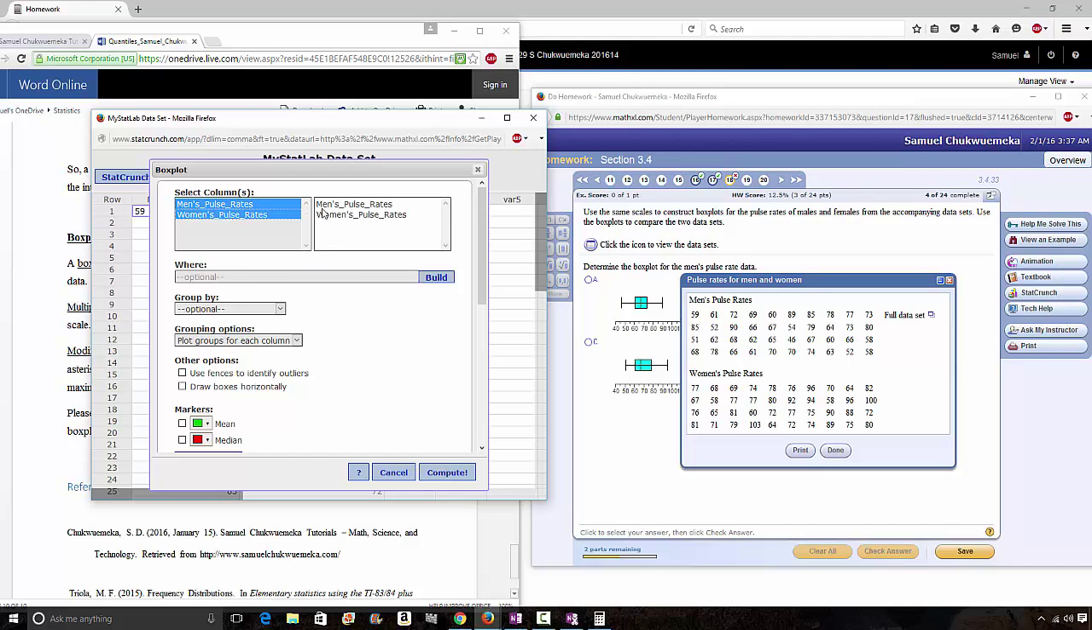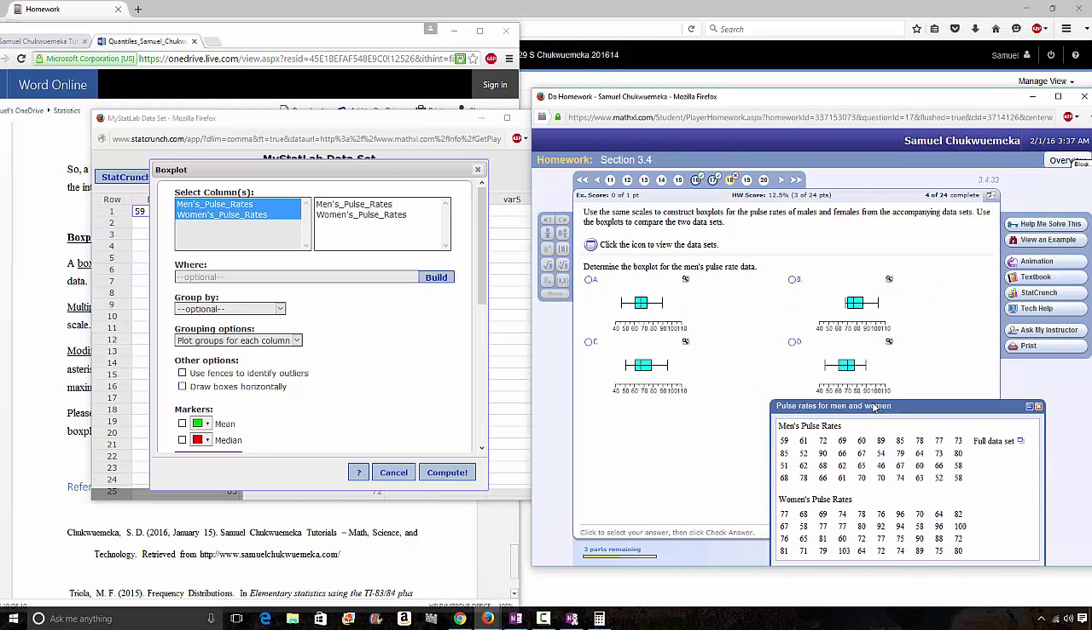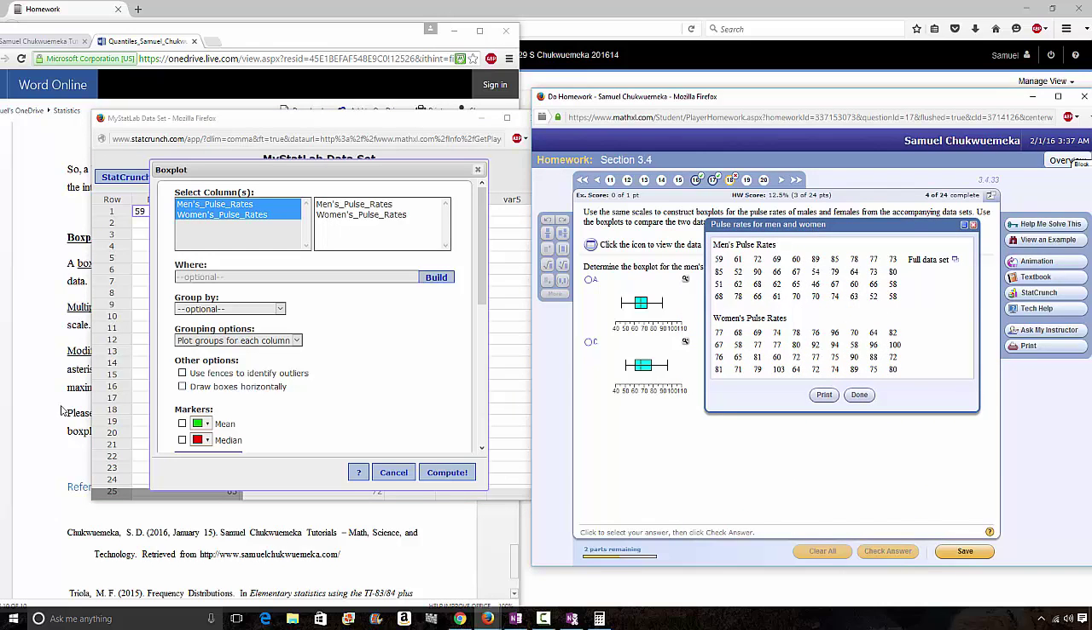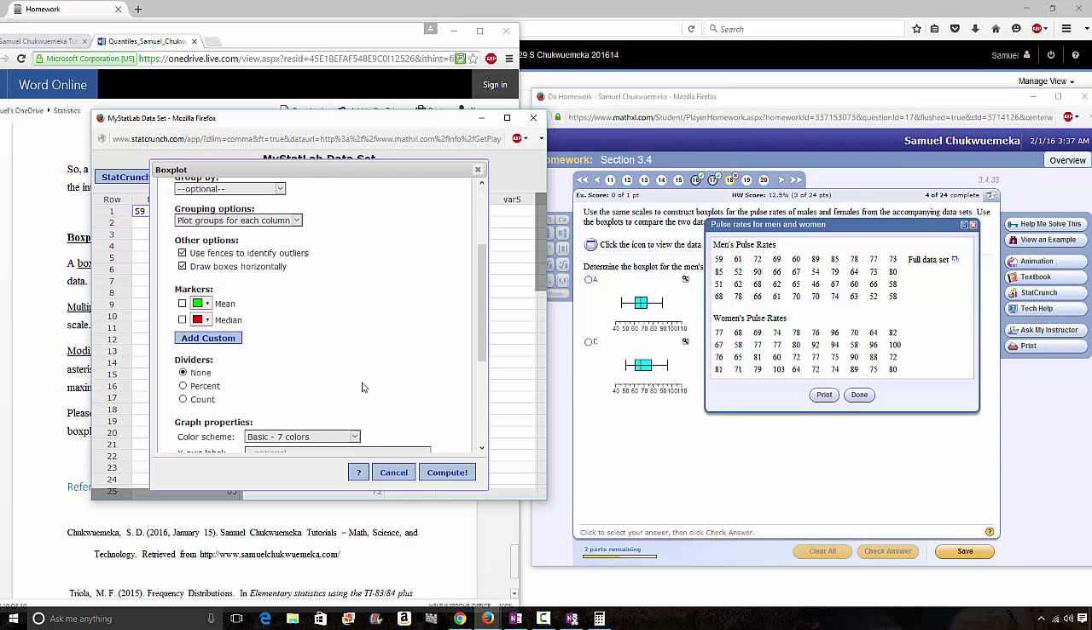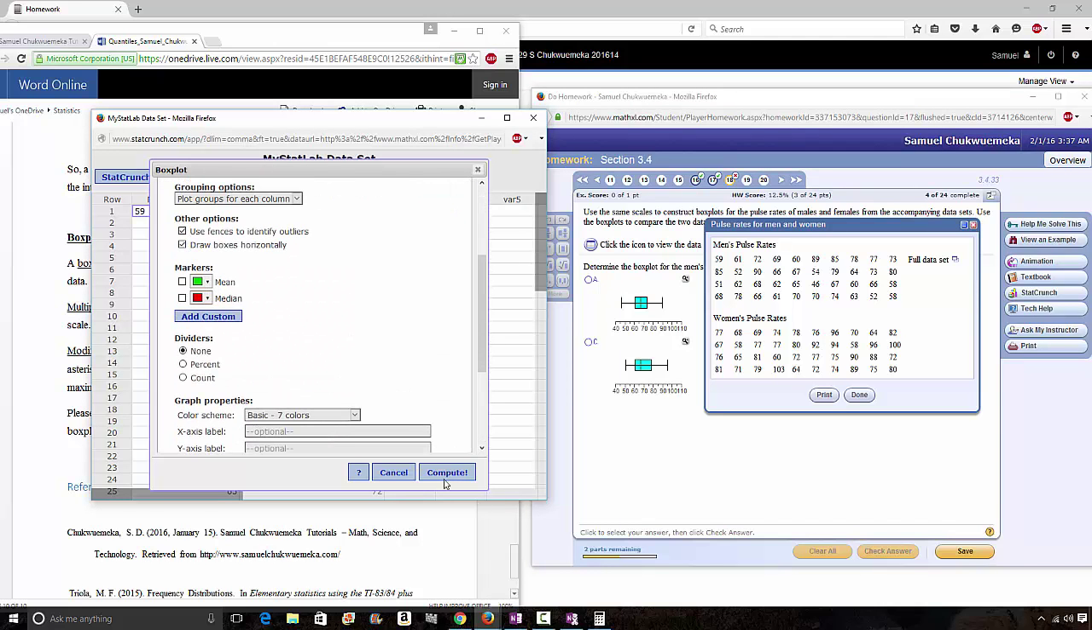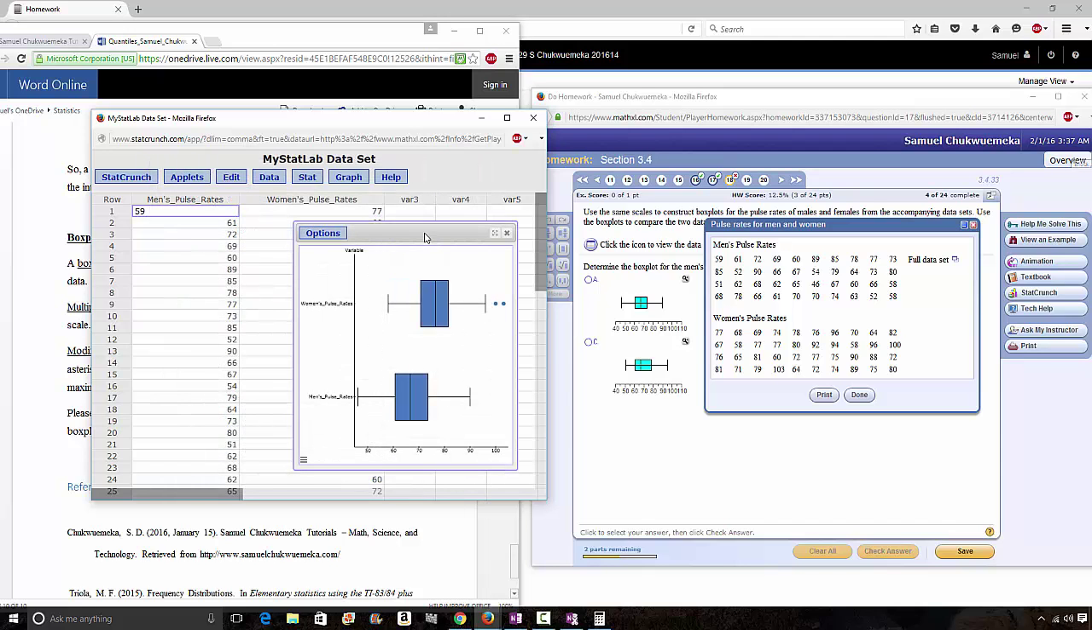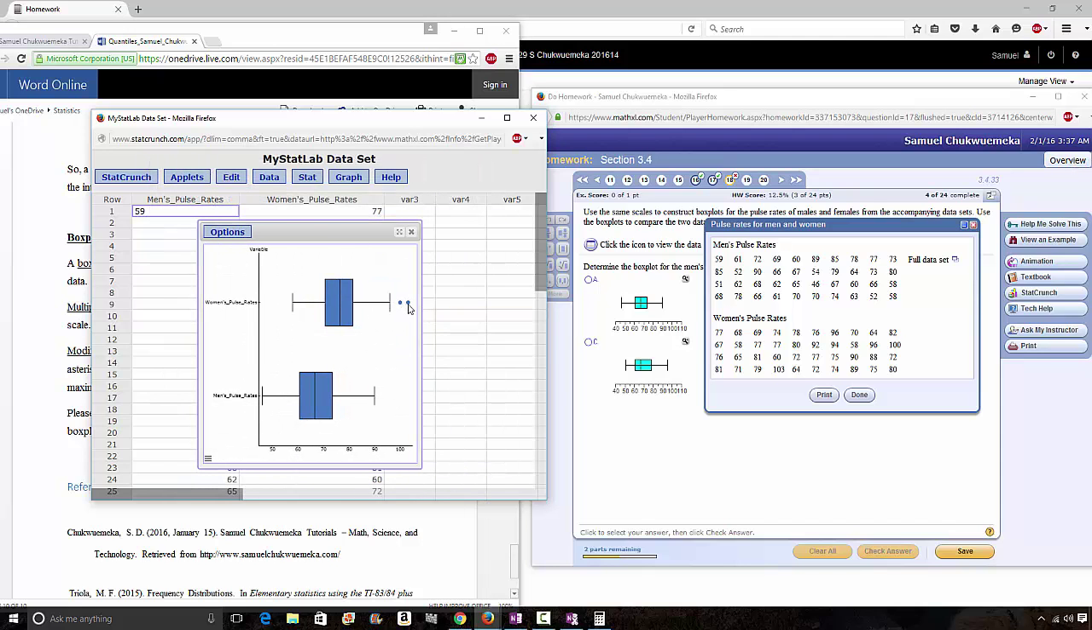So you click both of them. Of course, you have to press your control key. Click both of them. And then, I know they didn't ask you for a modified box plot, but I'm just going to do that. I'm going to use fences to identify outliers, just to show you in case there's an outlier. And then you click compute. So here you see there are 2 outliers. See that? There are 2 outliers here.